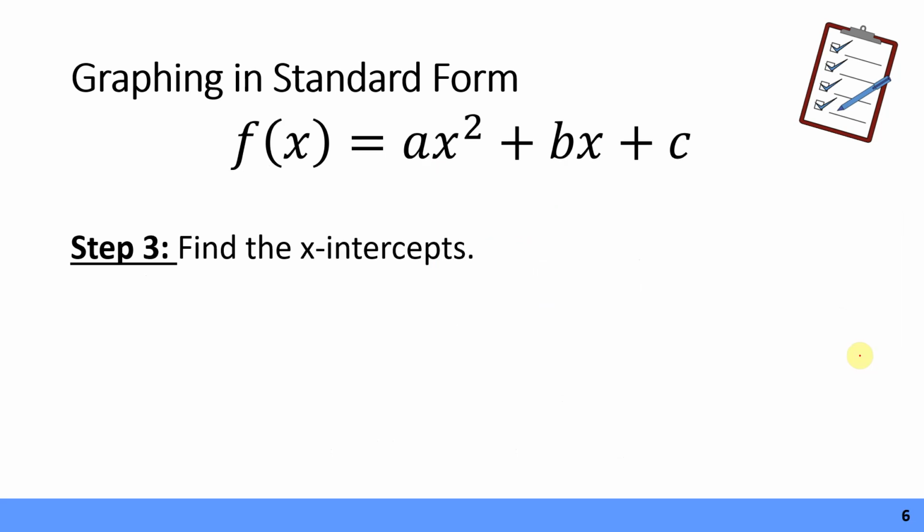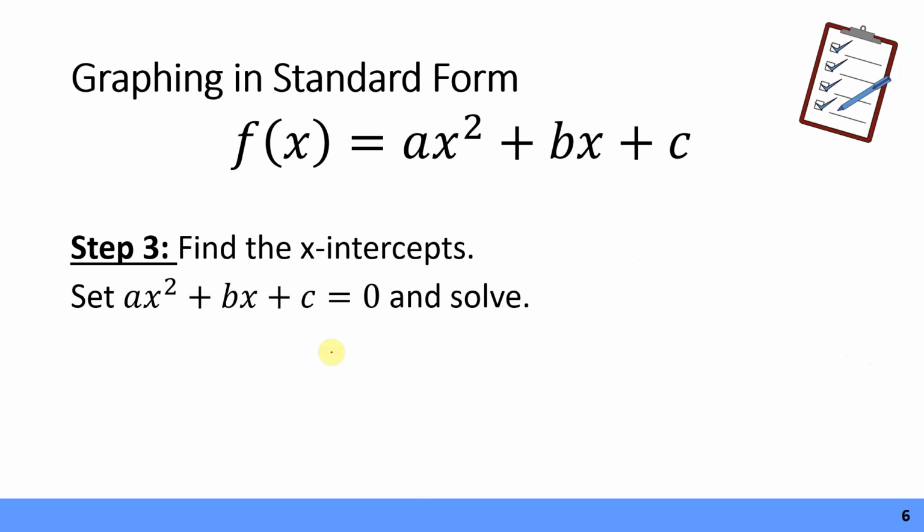Now, step three. Up to here, we already know the parabola opens up or down. We already know the vertex. Now we have to find the x-intercepts. So to find the x-intercepts of this, we're going to have to set this equal to 0. So you're going to copy paste it, set it equal to 0, and you're going to solve.